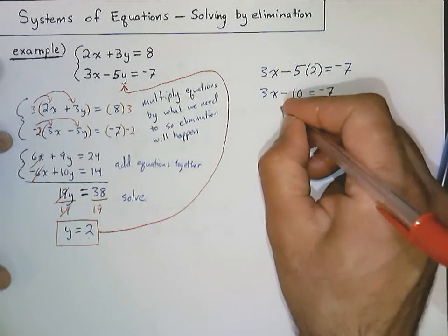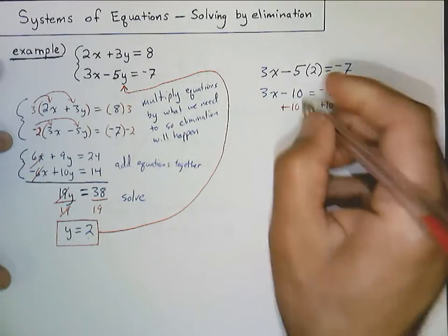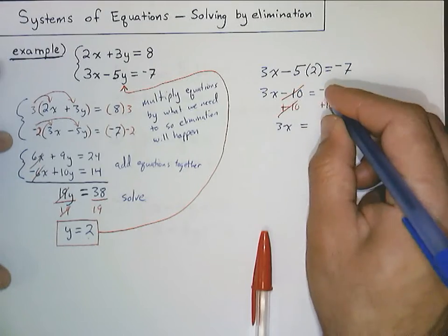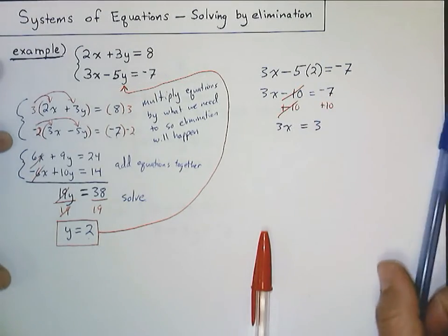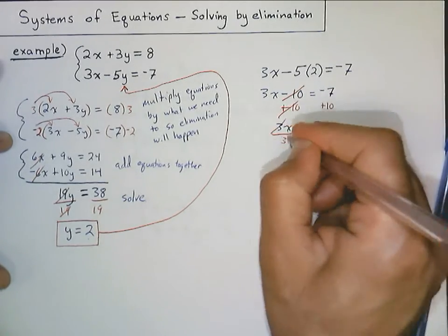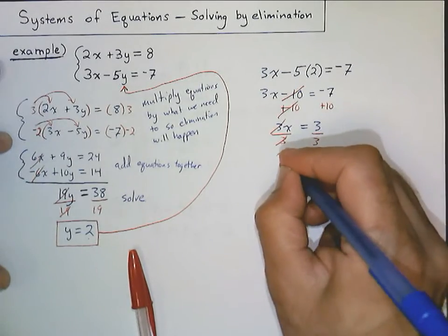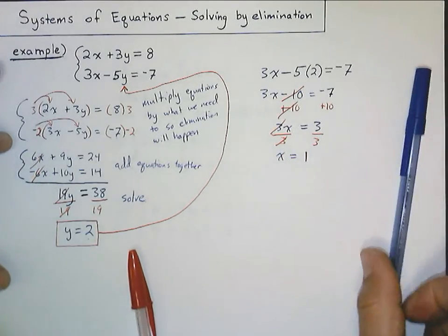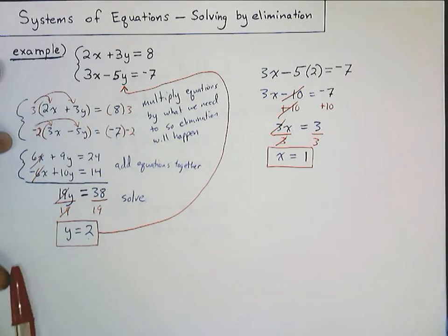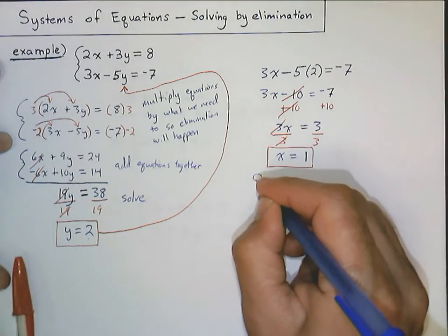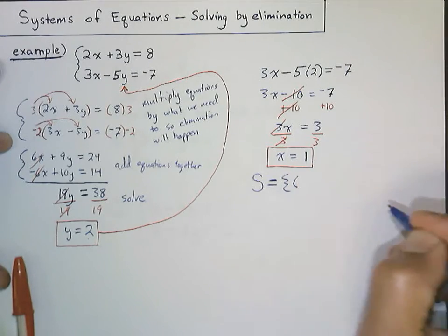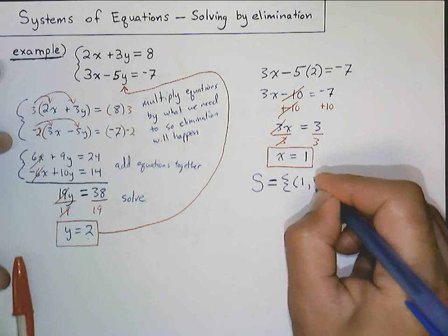Now we just add 10 to both sides, giving us 3x is equal to -7 plus 10 is 3. Then we divide both sides by 3, and we get x is now equal to 1. And that is the other half of our solution, the x coordinate. So we would say that our solution set, if we're going with that tedium of set notation, is the set of the point with x coordinate 1 and y coordinate 2.